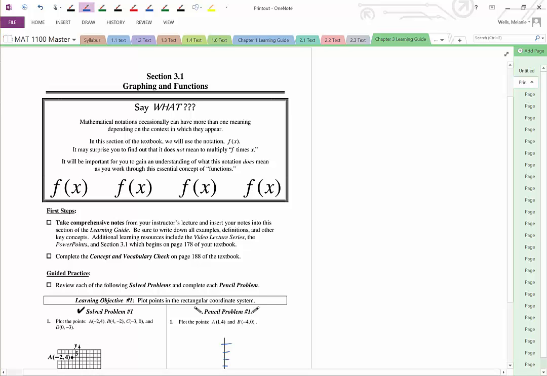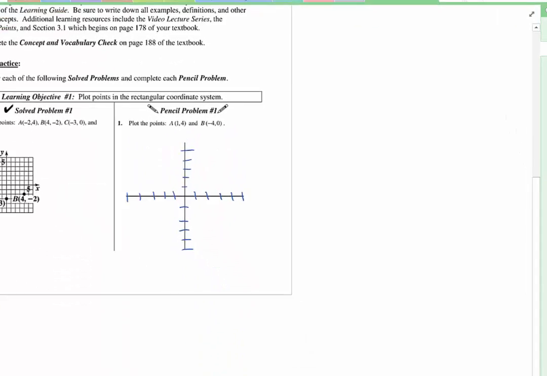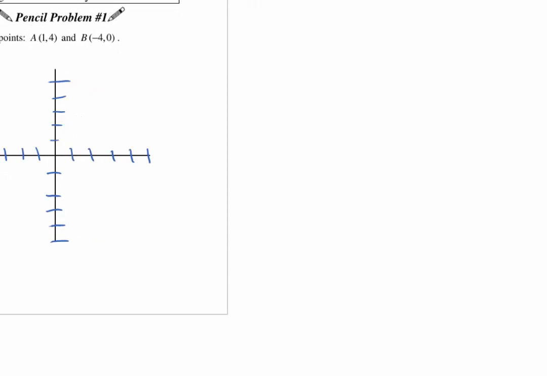In 3.1, we looked at graphing. So let's do the learning guide problems from that section. Number 1, plot the points A, which is (1, 4). So we always start at the origin.